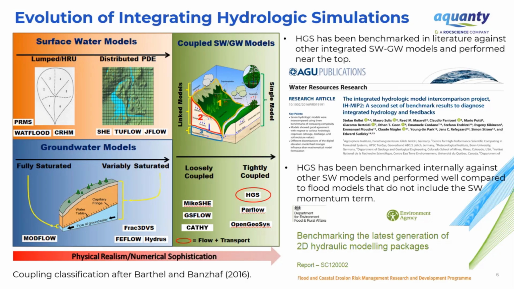It's important to point out that, in terms of modeling and specifically flood modeling, HGS has been benchmarked extensively against other integrated models, and internally we've benchmarked HGS against surface water models, and HGS performs very well compared to other surface water flood models, in particular ones that do not include the surface water momentum term. HGS doesn't. It's a diffusive wave formulation. So things like sloshing or changes in elevation around bridge abutments aren't solved for in HGS.